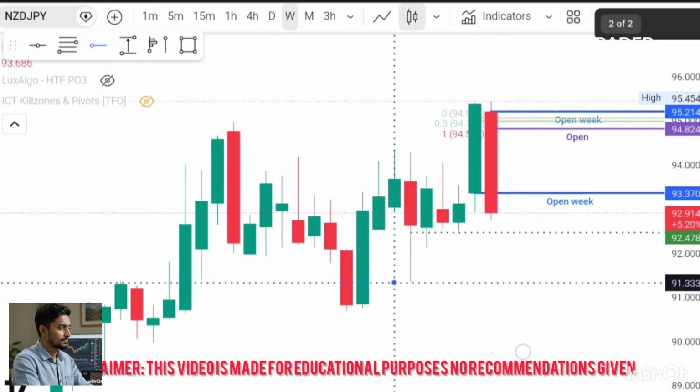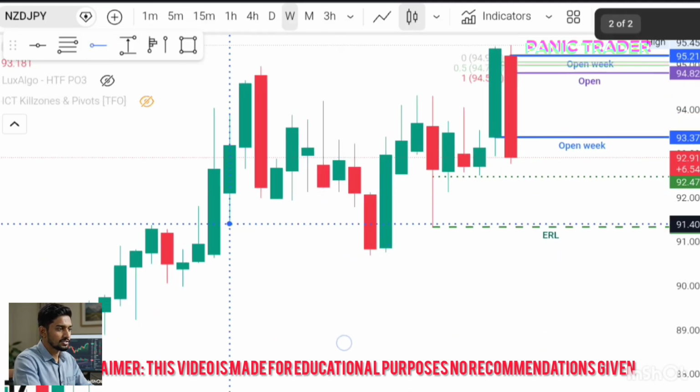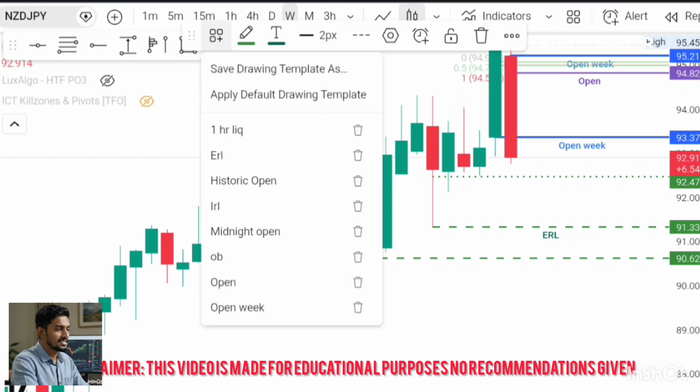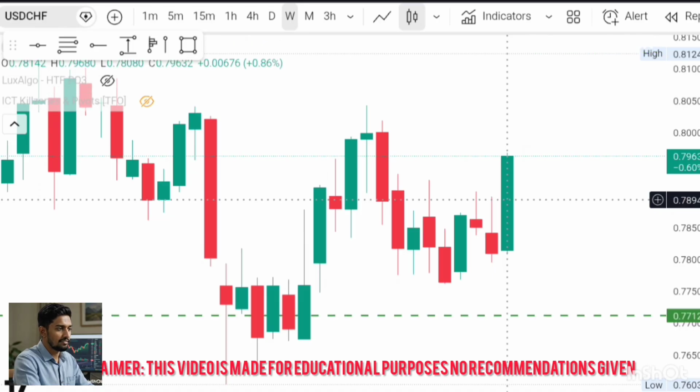So most prominent level, I'm going to mark this one as a primary liquidity. Secondly, I'm going to mark this level. These two levels are going to be my targets for the next upcoming weeks. Okay. In addition, I'm looking to see another pair, that is USDJPY.